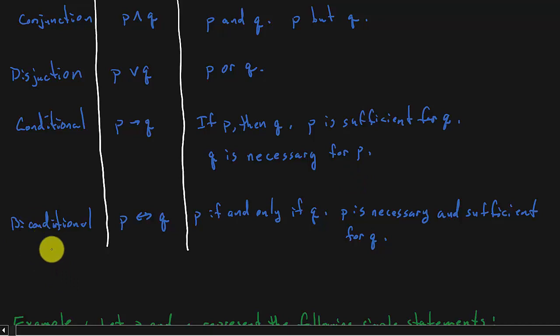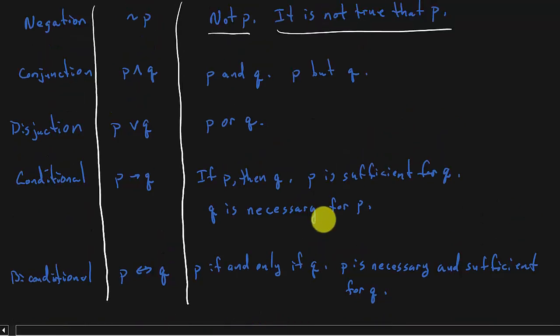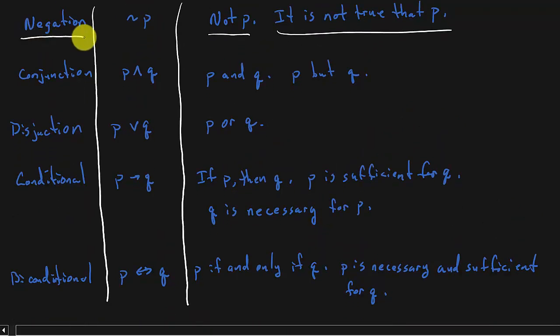And then we've got biconditional. So P, if and only if Q. P is necessary and sufficient for Q. And once again, we just finished reading that table that has a few more in there. But that's what you've got here: negation, conjunction, disjunction, conditional, and biconditional. That's how you can refer to these.